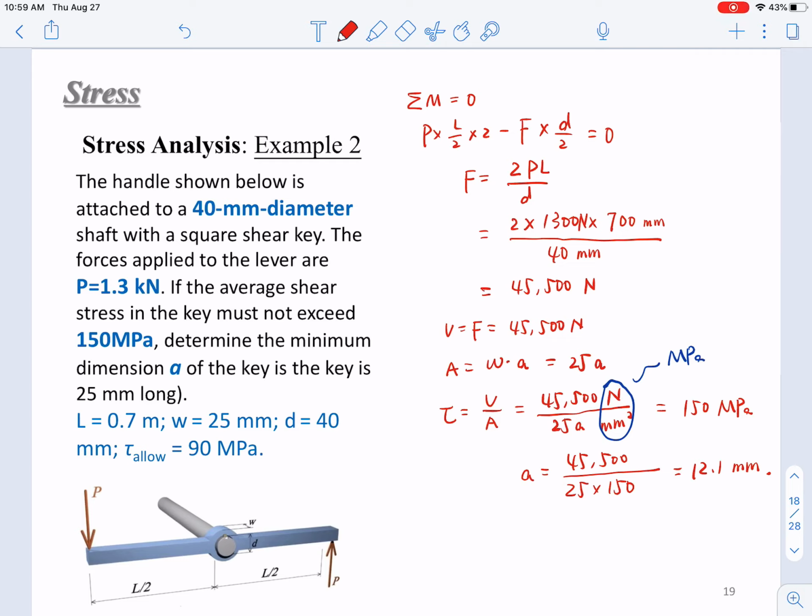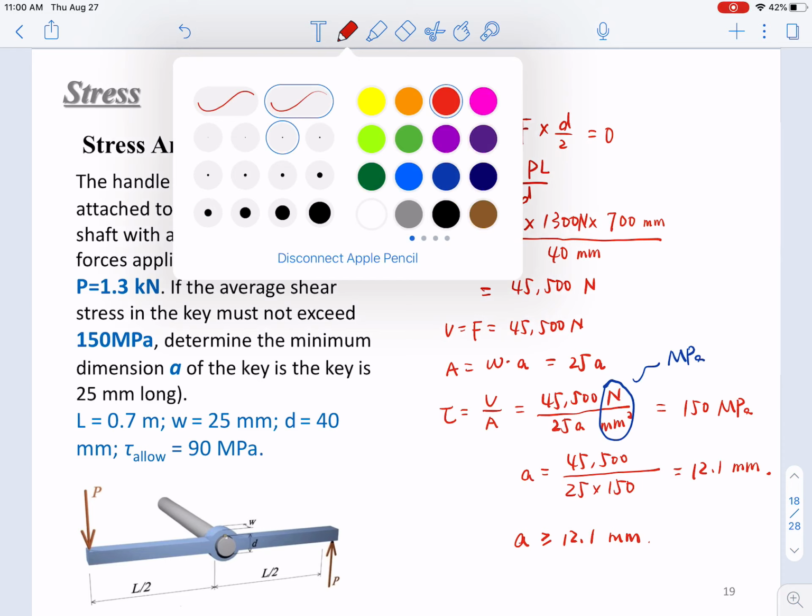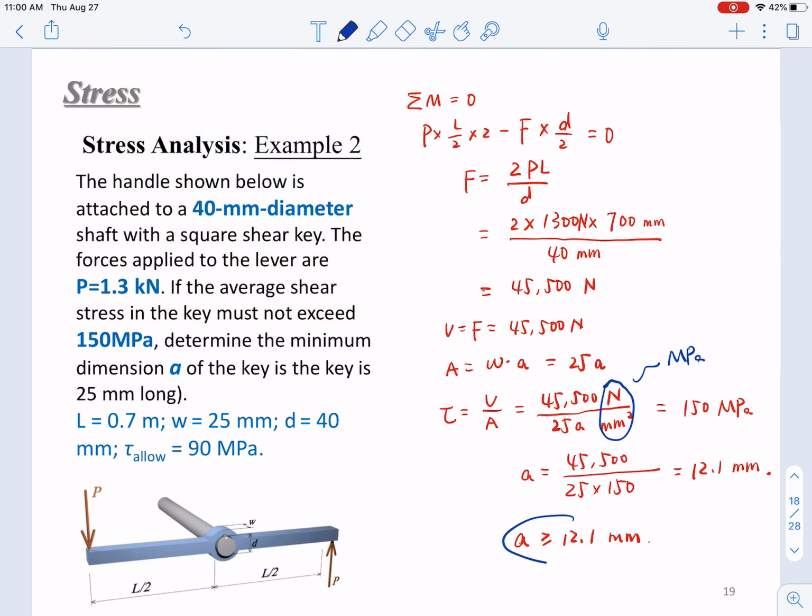So in this way, our reported result will be to determine the minimum dimension of A. The minimum dimension A will be 12.1. So if you report the results, you should say the A should be not smaller than 12.1 millimeter. Okay, so this is the correct engineering design report.